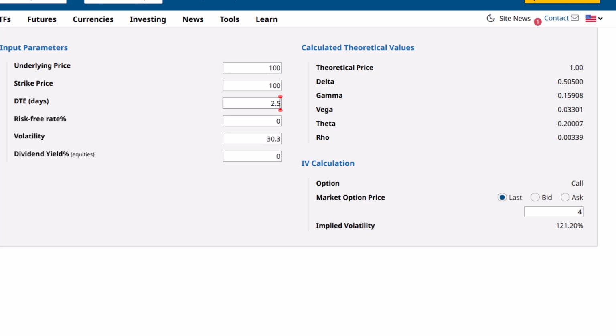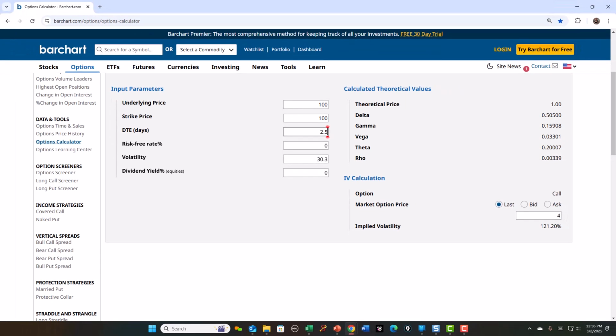So the main thing is always focus on your goals. What are you trying to accomplish? Sometimes gamma is going to be the hero, sometimes it's going to be theta. But you need to understand what it is you're trying to do. And instead of following this really bad advice that you have to roll an option or close it just because you're on the steep part of the time decay curve.